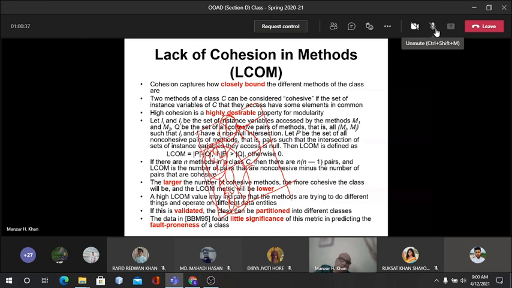So that's what will make a class cohesive. If there is an attribute which does not belong to this class, it should not be here. If that attribute is here, it will make it non-cohesive. The word cohesive comes from cohesion. Cohesion means focused.